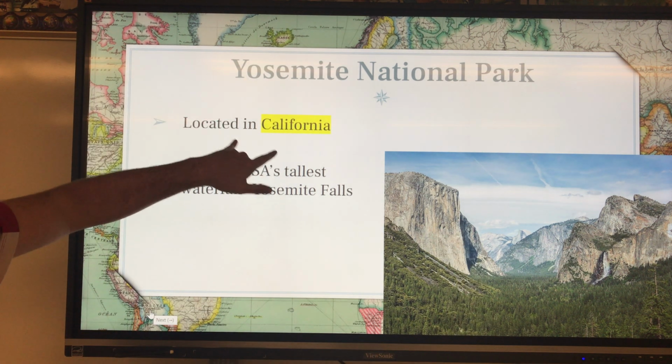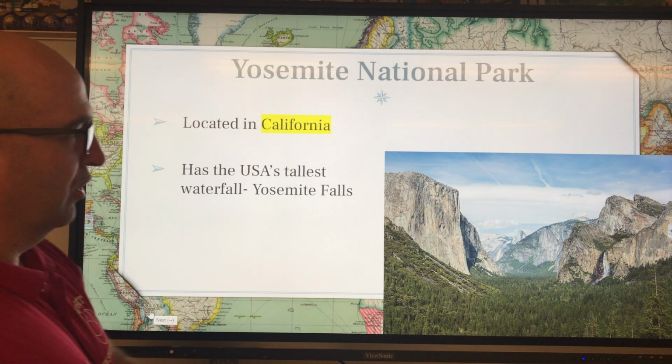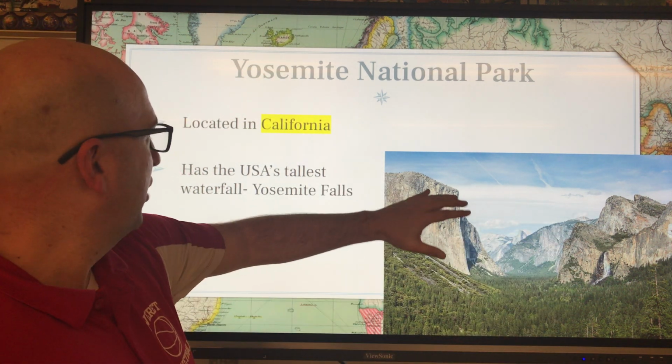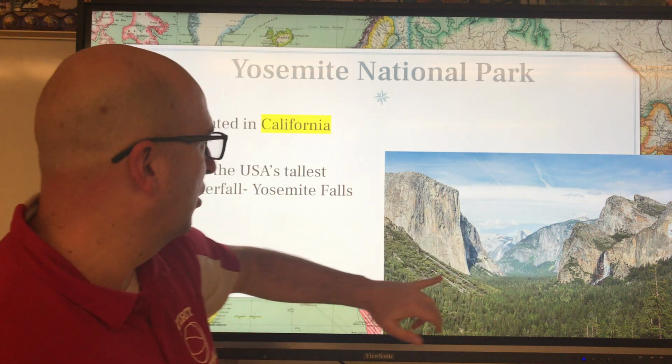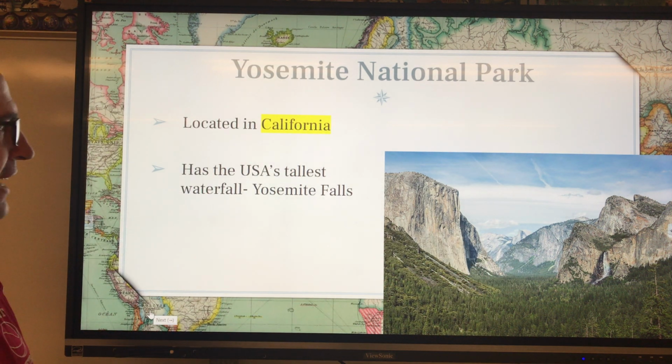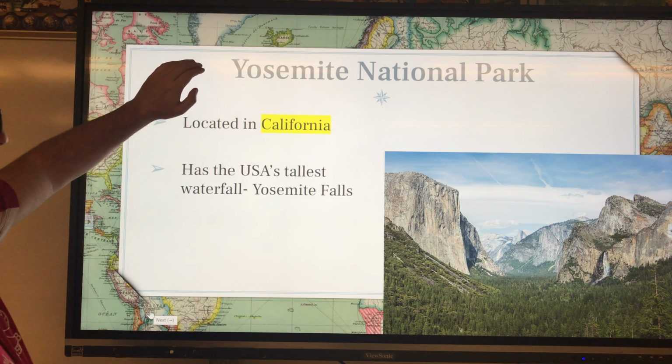So Yosemite National Park is located in California, and it has this iconic valley as well with different rock formations such as Half Dome. And we said it has the tallest waterfall in the United States called Yosemite Falls.